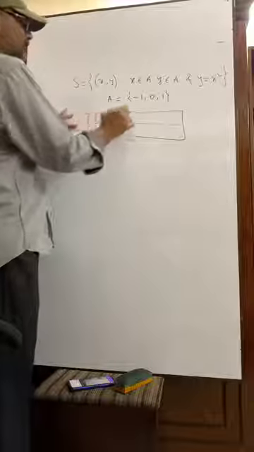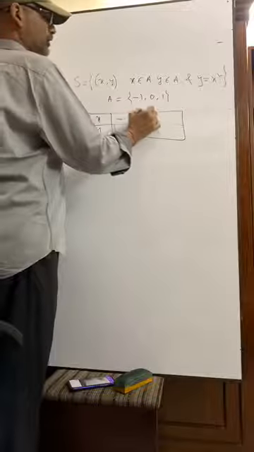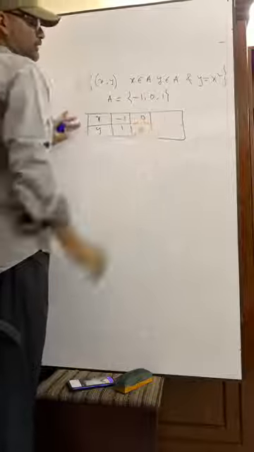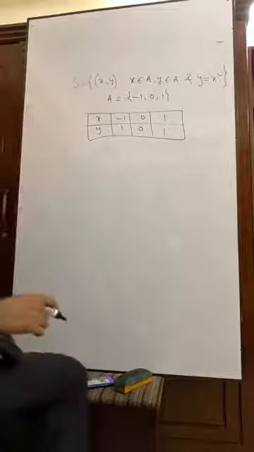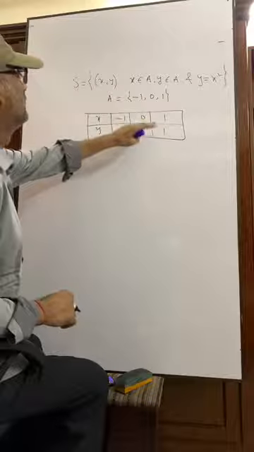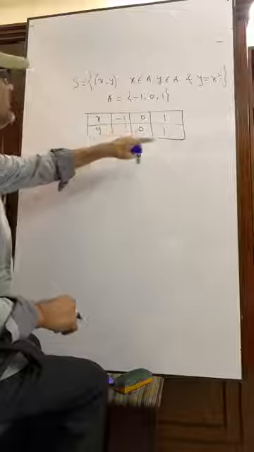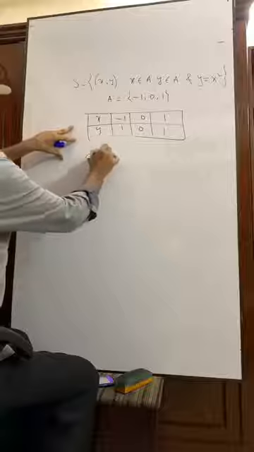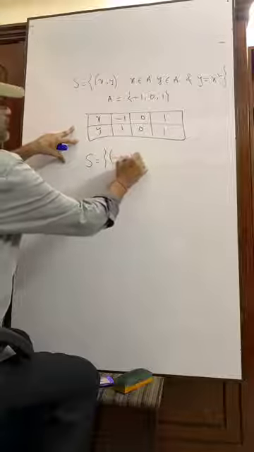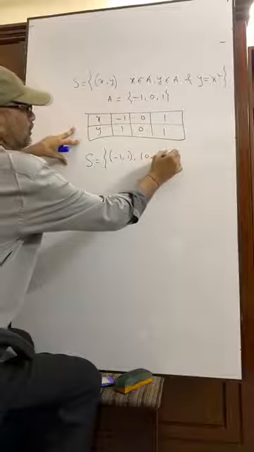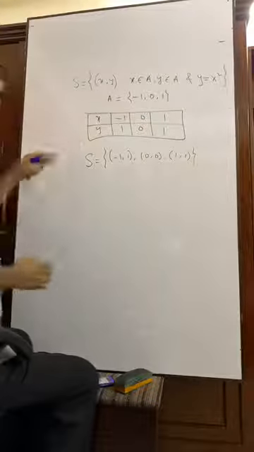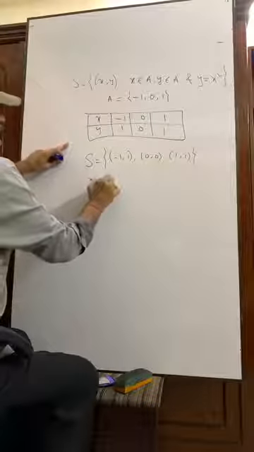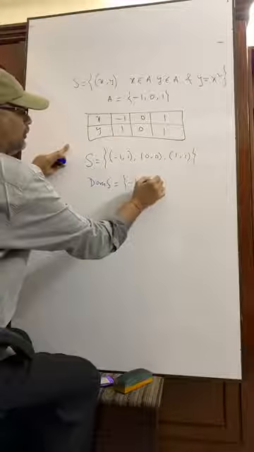This is x, this is y, -1, this is 0, and this is 1. So y equals to x square. X square means 1, 0, here 1. So we can see that all the elements of y, 1, 0, 1, all those 3 elements belong to A. Okay, so here we can write S equal to -1, 1, 0, 0, 1, 1. Now, what is domain S? Domain S equal to -1, 0, 1.